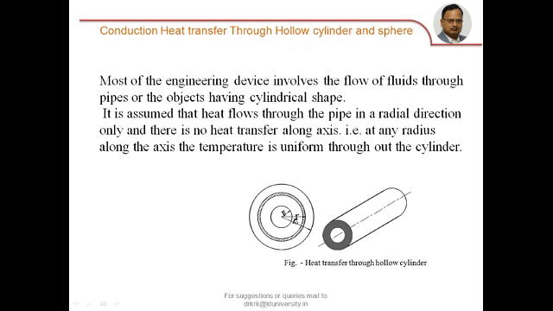As I specified earlier, most engineering devices involve the flow of fluids through pipes or objects of cylindrical shape. Therefore, it is assumed that the heat flow through the pipes is in the radial direction only, and there is no heat transfer along the axis. That is, at any radius along the axis, the temperature is uniform. So we consider only heat travel in the radial direction. Just follow this arrow. I will try to explain.